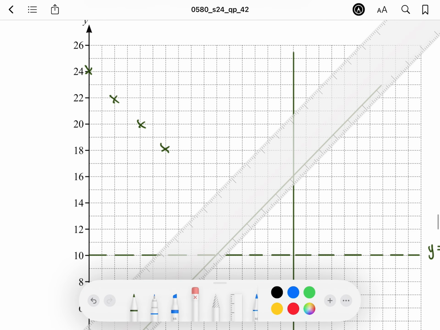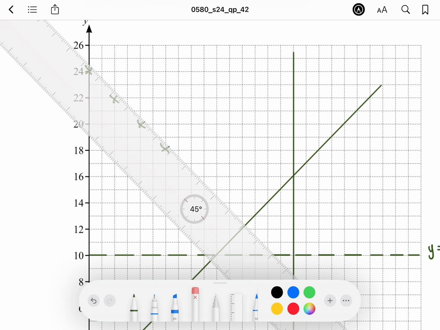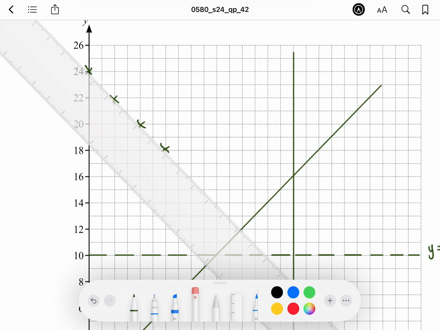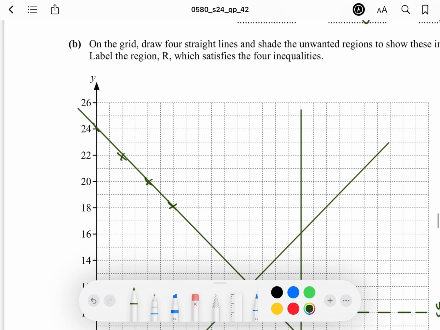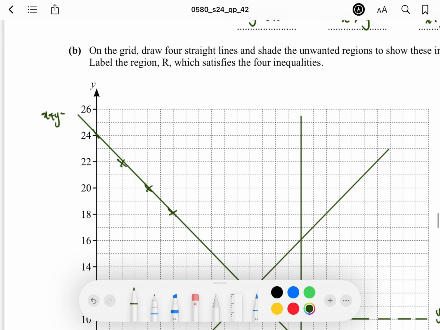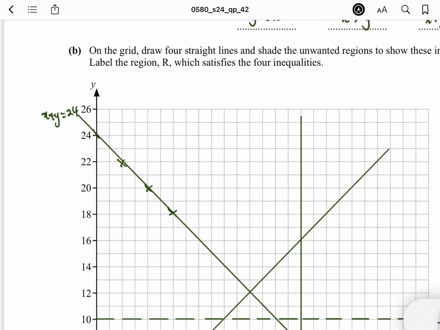Again, don't waste time. You want 5-6 points, because it's a straight line. It's already straight. Teacher will know. Practice early before the exam, so that your line is straight. Okay. And then label. x plus y equals to 24. There you go.